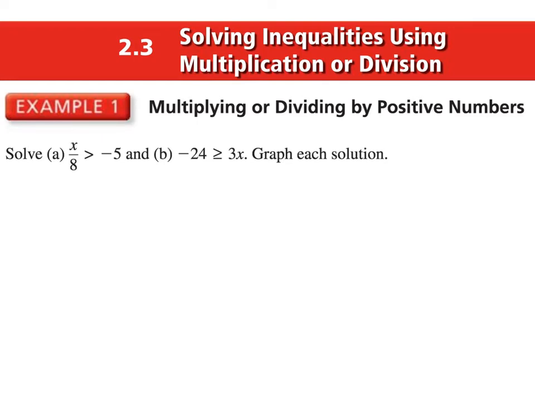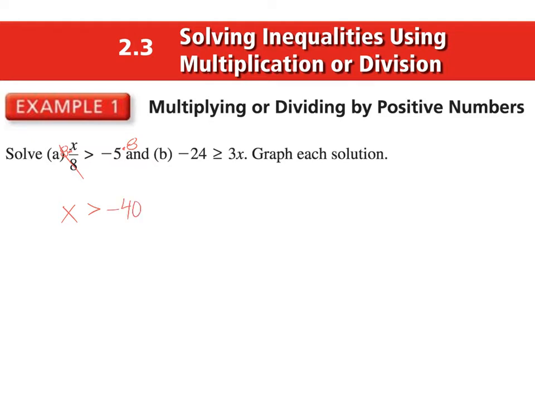All right, lesson 2.3, solving inequalities using multiplication or division. We have part A and part B here. For part A, what are we going to do? I have to isolate the variable, and here I'm dividing by 8. So to get rid of the 8, we have to do the opposite of division. We have to multiply. So multiply by 8 on both sides of the equation. And the 8's cancel out on the left side, and we get x is greater than negative 40.